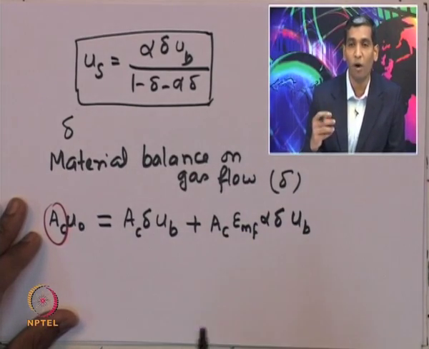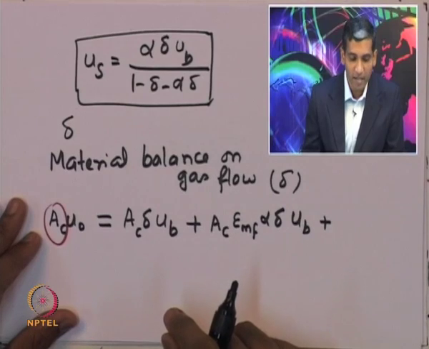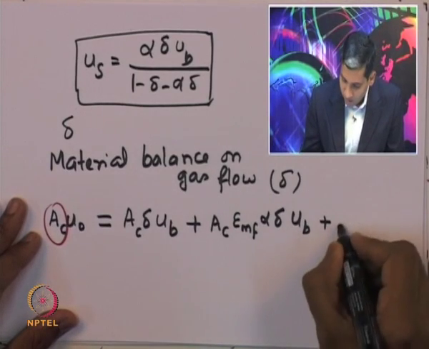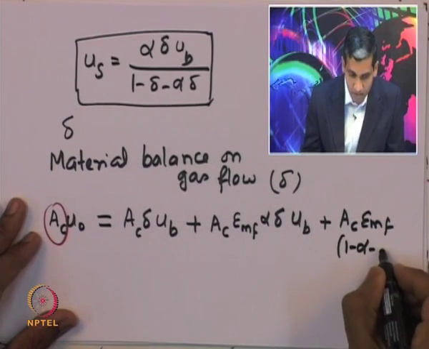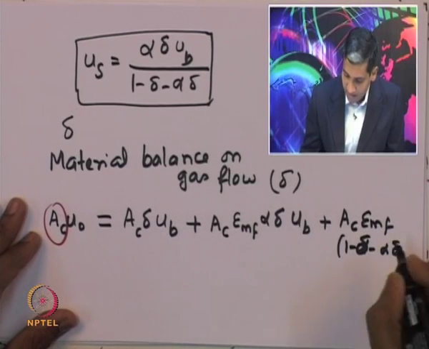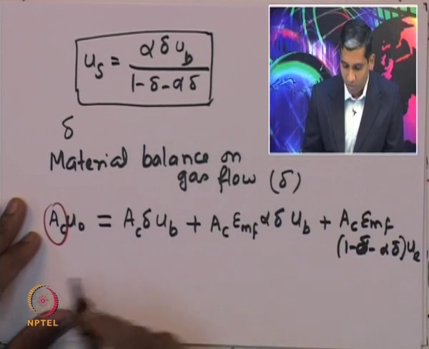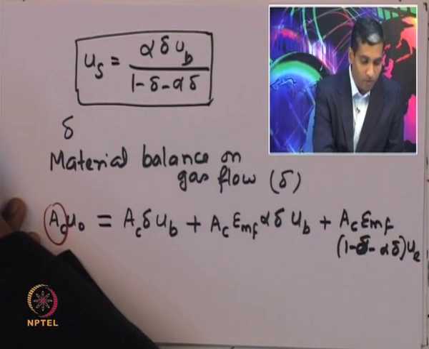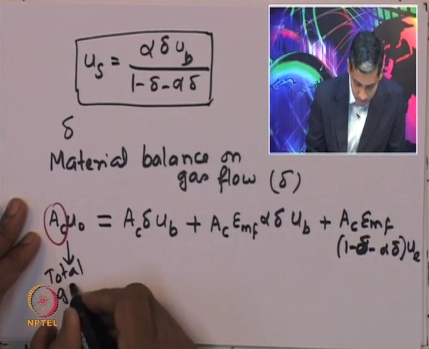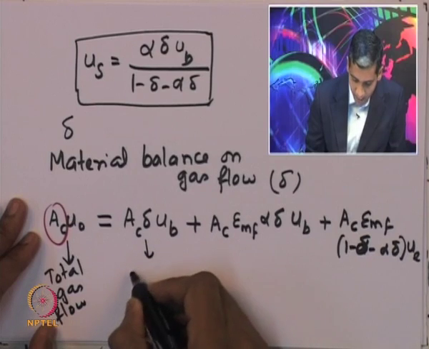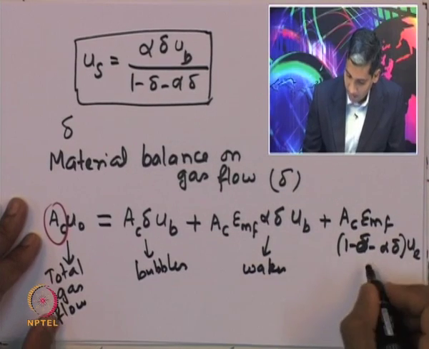So alpha is basically the volume of wakes per volume of the bubbles. And then there's another component, which is basically the gas that may be present in the emulsion phase. So that is AC into epsilon MF into 1 minus delta minus alpha delta, into the velocity with which the emulsion is moving. Okay, so this basically tells us the material balance for the gas flow. Now we know that this is the total gas flow, this is the gas flow in the bubbles, and this is the gas flow in wakes, and this is in the emulsion phase.